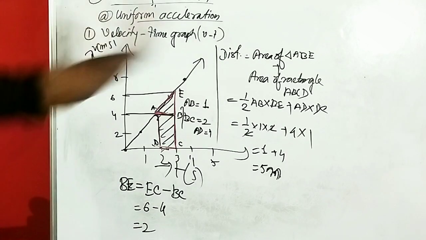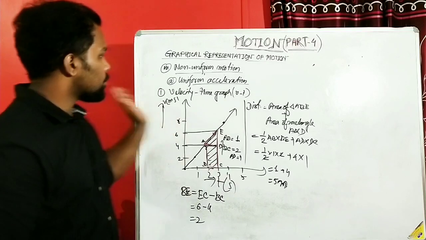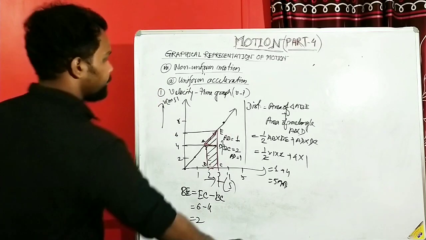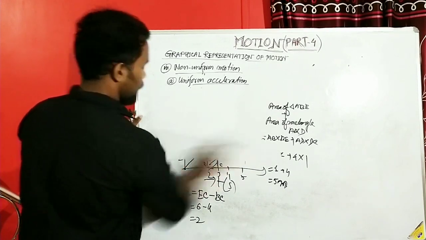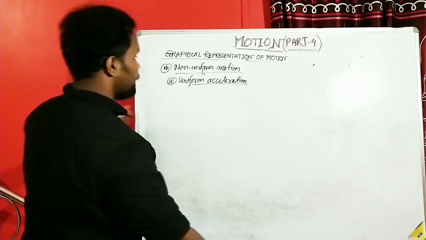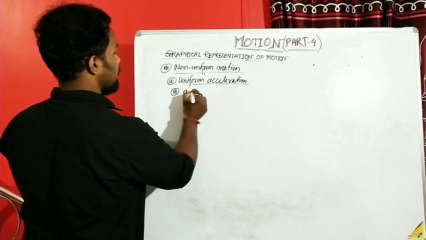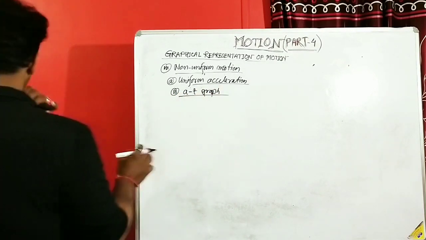Now we will move towards the acceleration time graph. We have cleared the concept of the velocity time graph. Now we'll move towards the acceleration time graph. So what will we look at here in case of uniform acceleration, right? So next is going to be our acceleration time graph. I just write it shortly, A for acceleration and T for time. Now we will check.